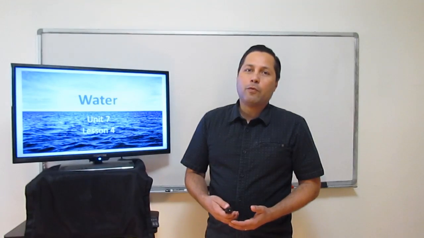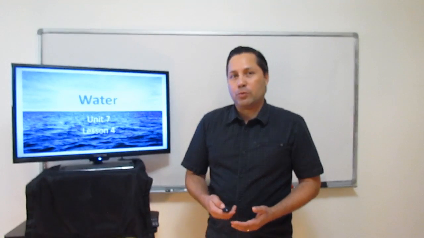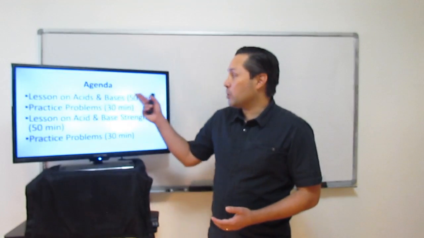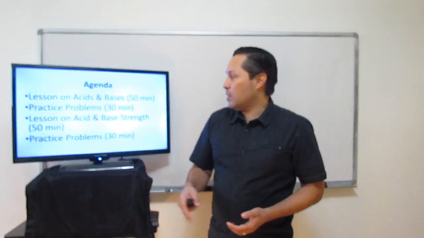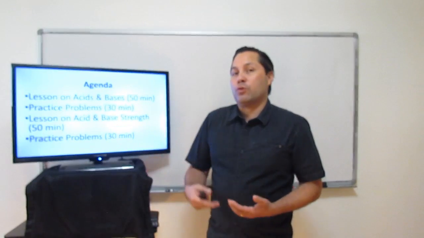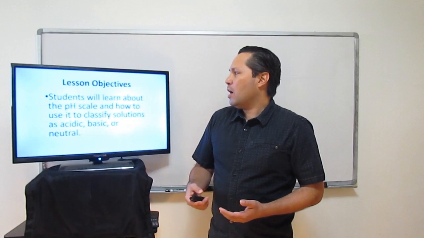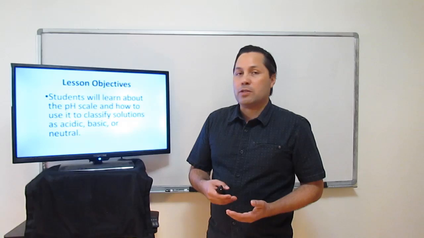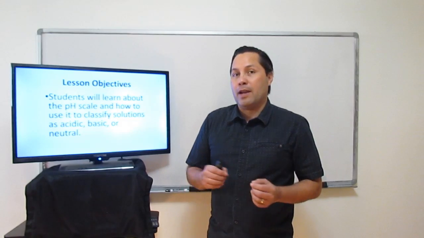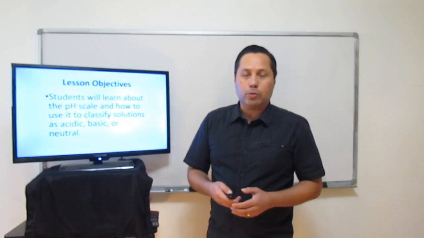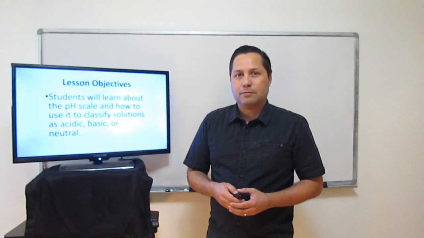Hi, this is lesson 4 of Unit 7 in chemistry. For this lesson, we'll be focusing on acids and bases as well as how to figure out the strength of an acid or a base. For our lesson objective, students will learn about the pH scale and how to use it to classify a solution as either an acid, base, or neutral. Let's go ahead and get started.